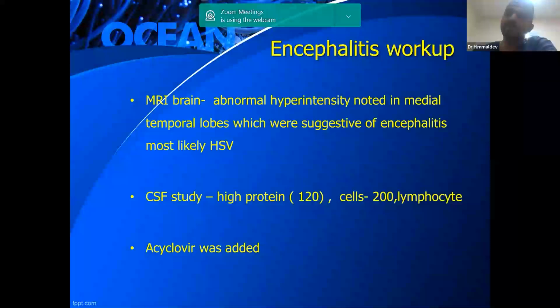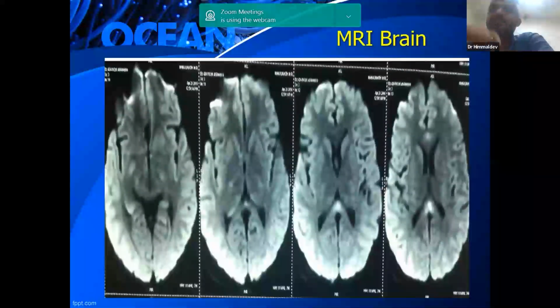Let us move further. This was the characteristic finding. You can see the temporal lobes. You can see hyperintensities. This kind of MRI picture is generally seen in HSV encephalitis. So there were two evidences for HSV. That's why we started acyclovir.